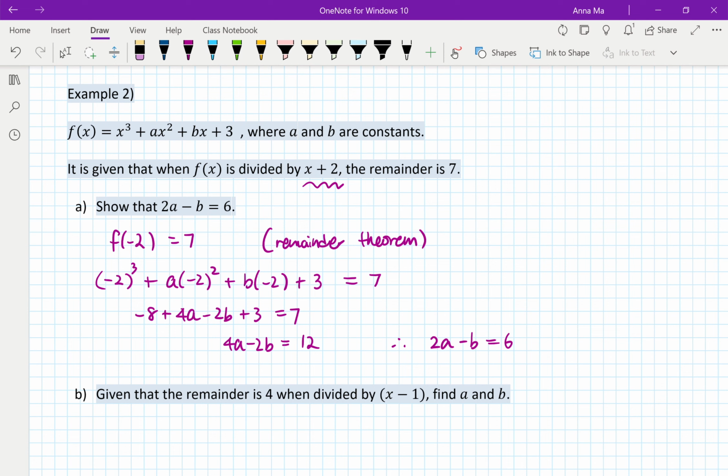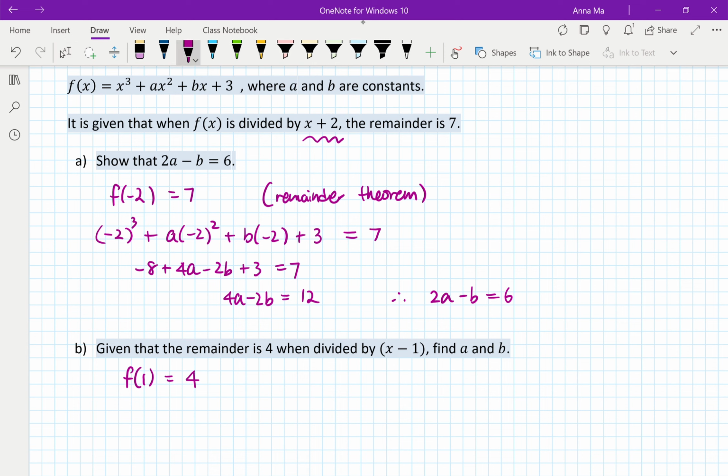And then part B, it says, given that the remainder is 4 when it's divided by x minus 1, find a and b. So again, if I read that sentence, I think immediately f of 1 should equal 4, because 1 is what makes this divisor equal to 0. Subbing it into f of x, I should get 1 cubed plus a plus b plus 3 is 4. Oh, it's an easy sentence. We know a plus b has to equal 0.